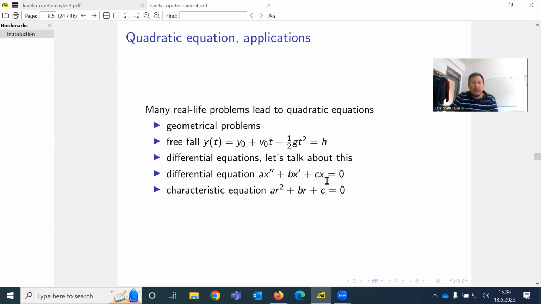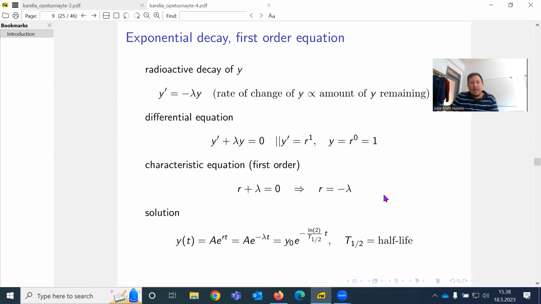A differential equation like this looks like our second-degree equation. The second-degree equation is the characteristic equation for this differential equation. If we had this kind of simple equation, it would describe the radioactive decay of some substance. We write the characteristic equation, which has only one solution. And we will just have one function like this, which has exponential decay. When t goes to infinity, the function will go to 0.